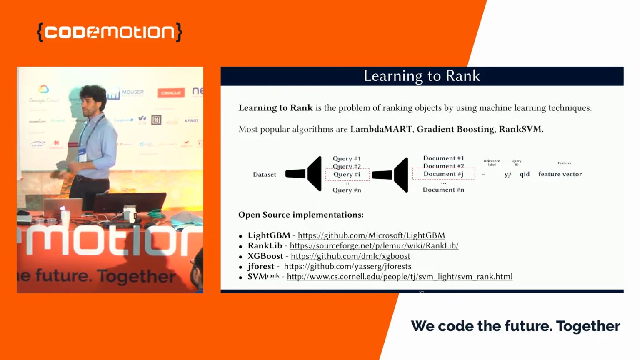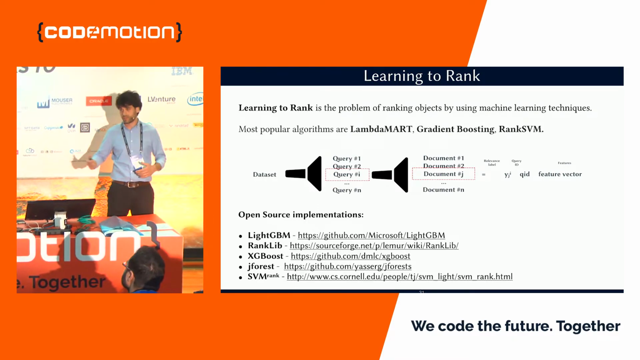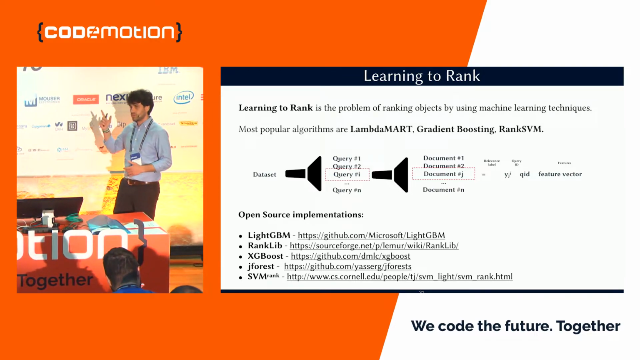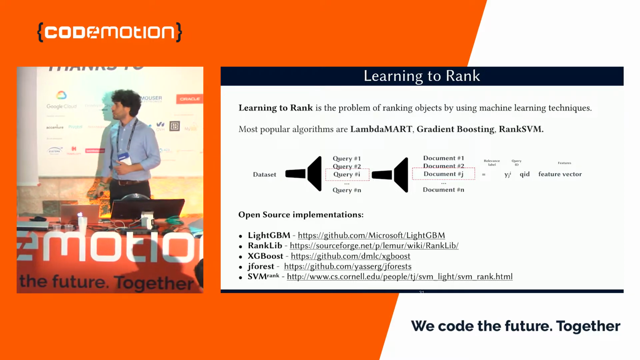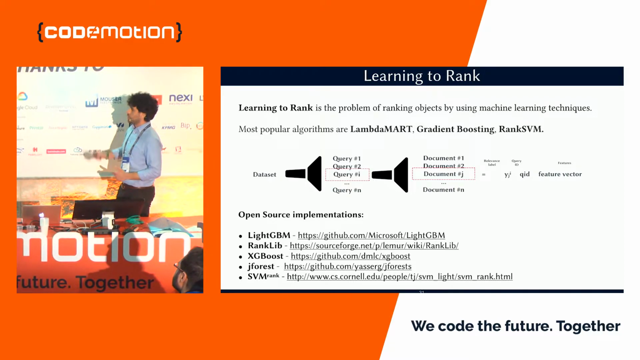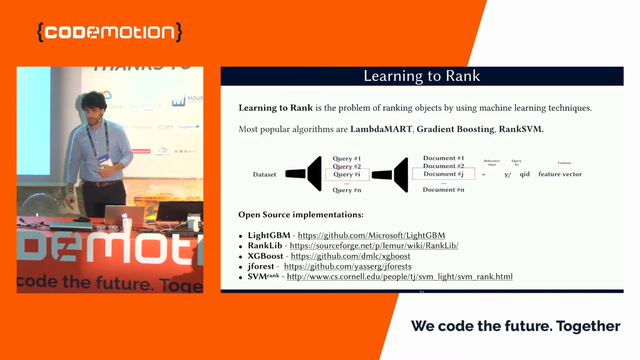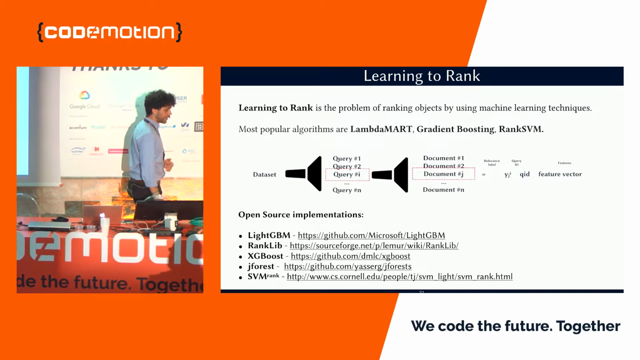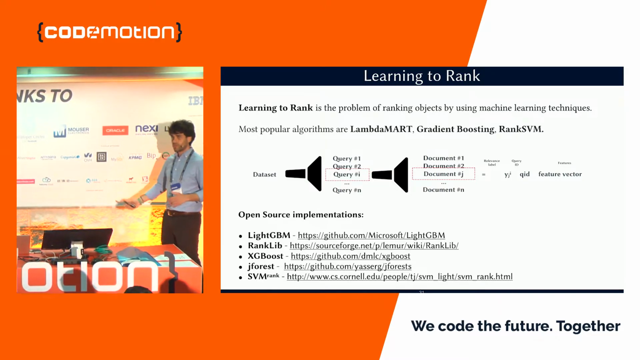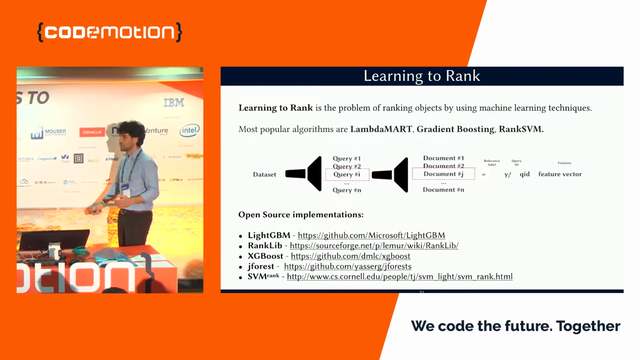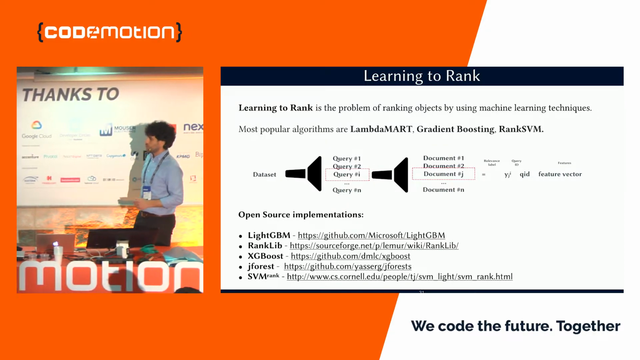Then they came out with other stuff, obviously. As I said, they rank the documents based on your preferences. And this is called learning to rank, a very active research area. There are a few algorithms that are very popular. One of these is LambdaMART, gradient boosting, RankSVM. We know for sure they are used by industrial search engines, like commercial search engines that you can actually use. So they are probably using these techniques. And there are open source implementations.